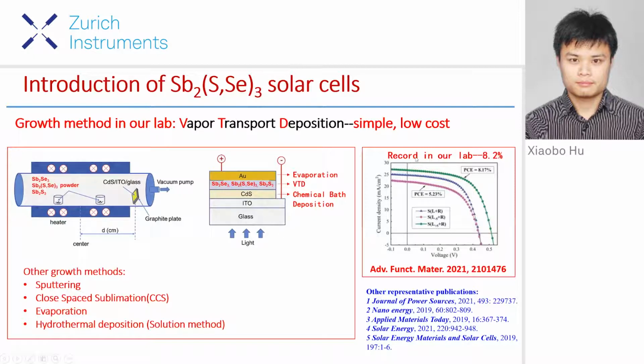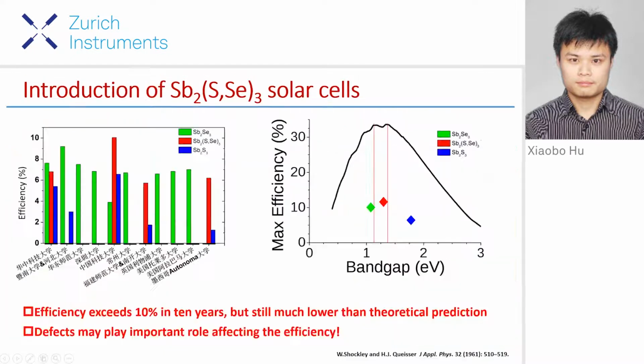The current efficiency record in our lab is about 8%, and our work has been published in the journal Advanced Functional Materials. And our other representative publications are listed here. Through about 10 years of development, the efficiency of antimony selenosulfide solar cells has exceeded about 10%.